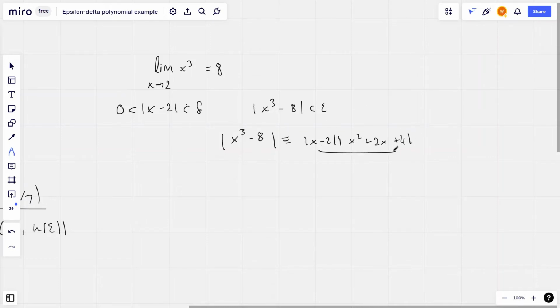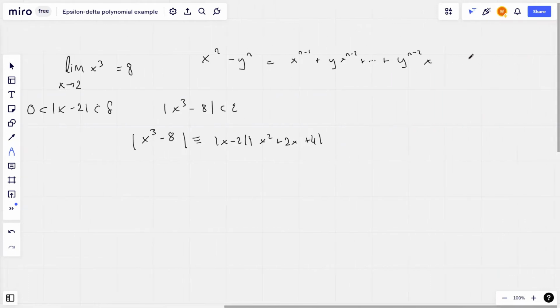You can multiply this out to check. However, in general, we have that if we have some x to the n minus some y to the n, this is the same as writing x to the n minus 1 plus y x to the n minus 2 plus, and then it's kind of symmetric in a way, I guess. So at the end we will have x y to the n minus 2 times x plus y to the n minus 1. And this is all multiplied by x minus y. You can prove this inductively if you wish.